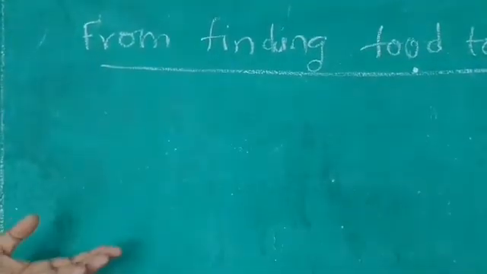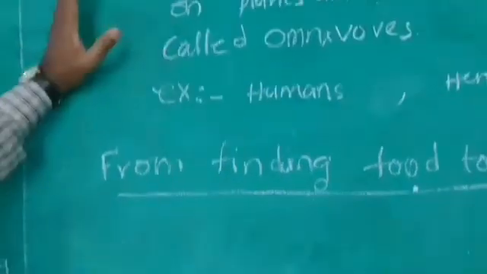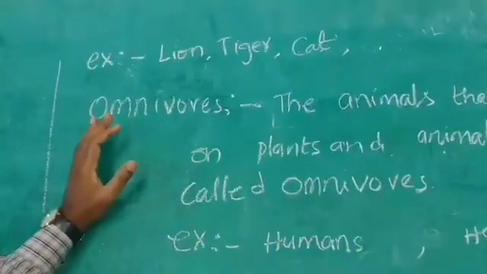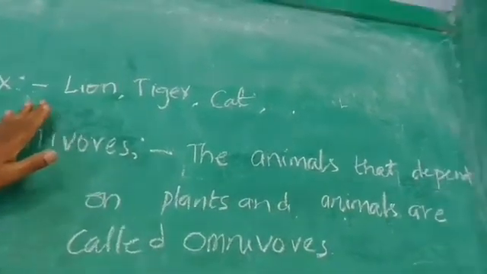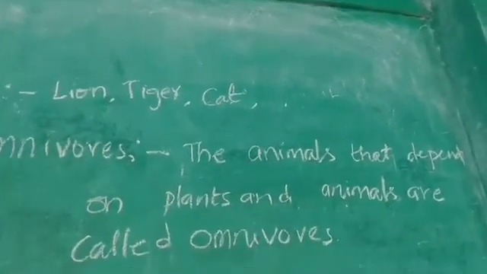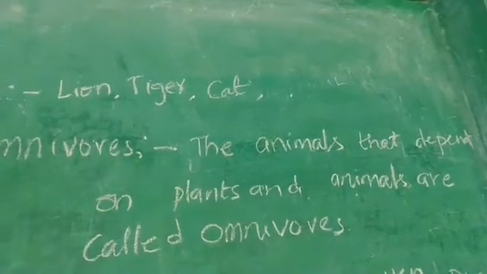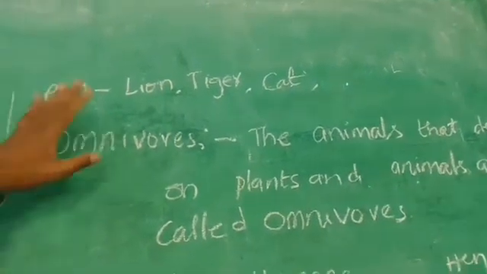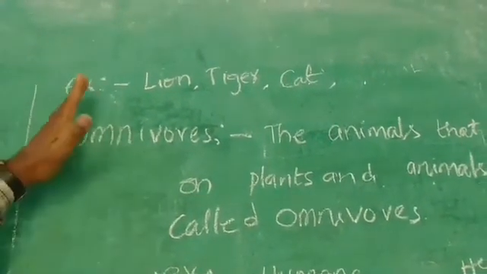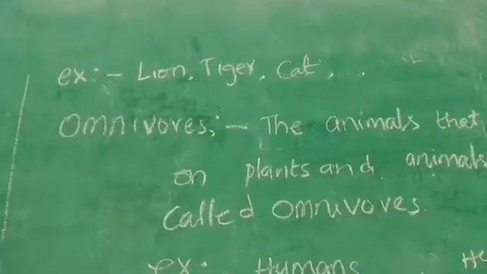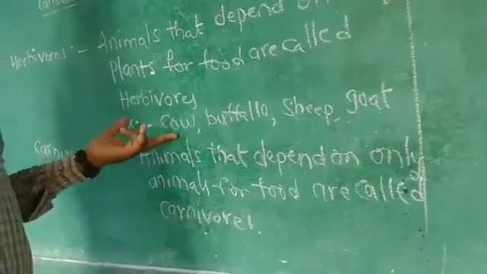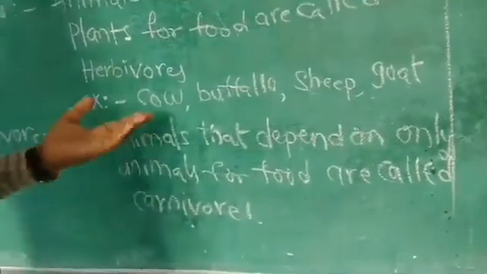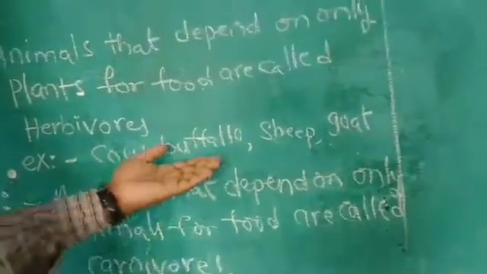Suppose you take the example of the lion. How does it collect its food? By seeing other animals, chasing them, holding them, and eating them. Like that, here also, if you look at plants, these are eaten. Cow and buffalo go near the grass and eat it.